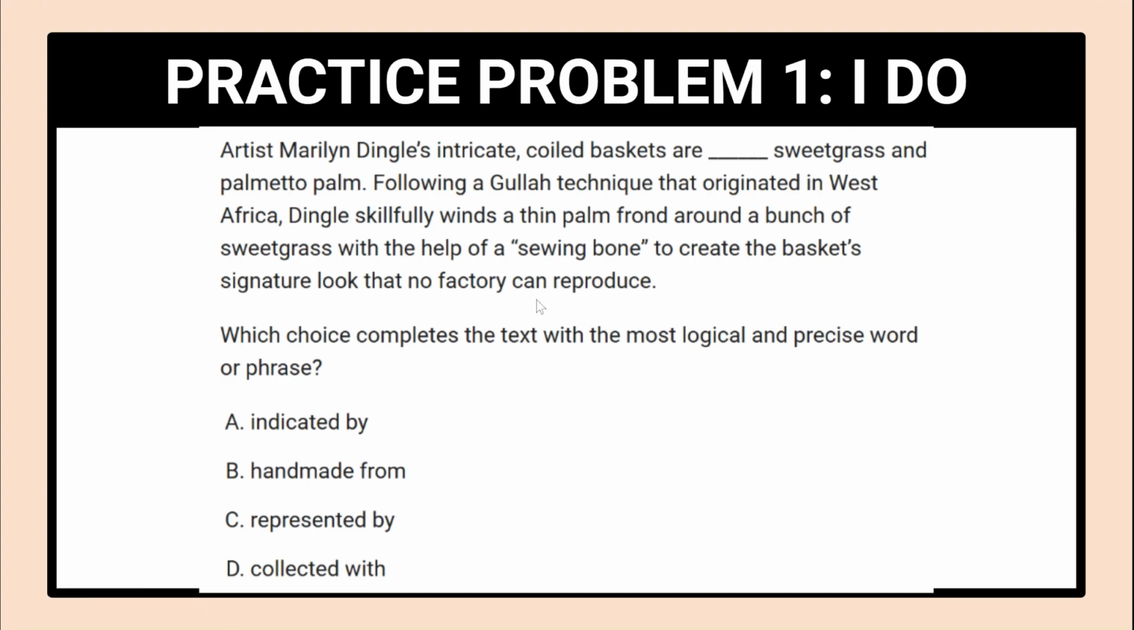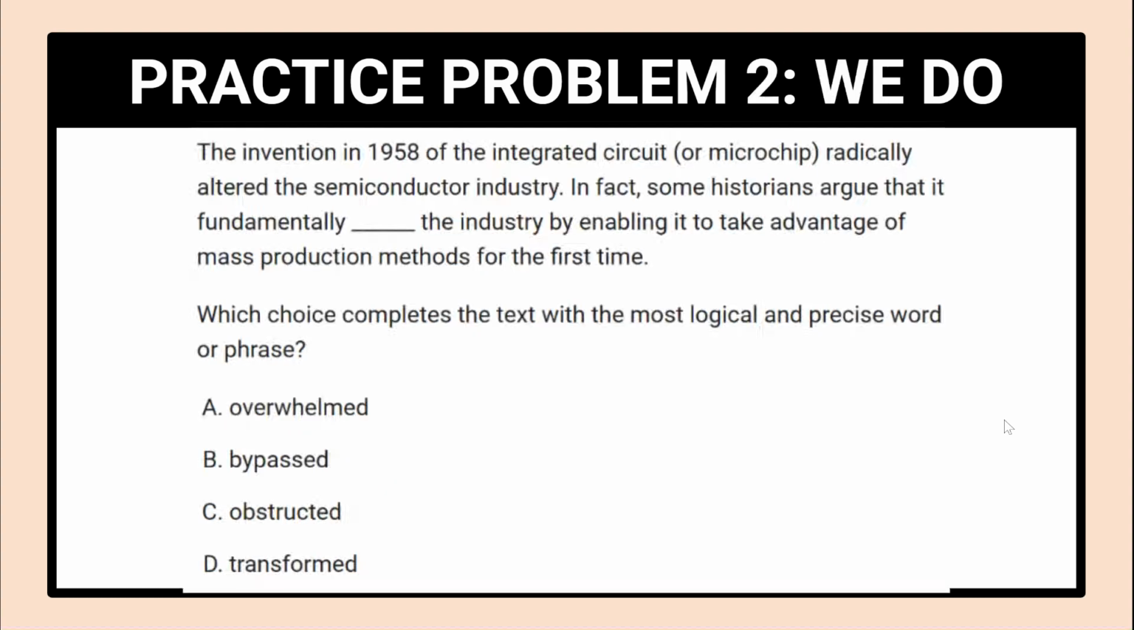Now, based on the fact that it says no factory can reproduce, B is the only one that really makes sense here. Coiled baskets are indicated by, it's not really showing us anything. That doesn't fit the context at all. C doesn't make sense, it's not representing anything. And you're not collecting the baskets using the materials, you're making them by hand, which is what B is telling us. So this is how we would arrive at B as our answer. Now this problem I want you to try doing on your own. Pause the video here and figure it out.